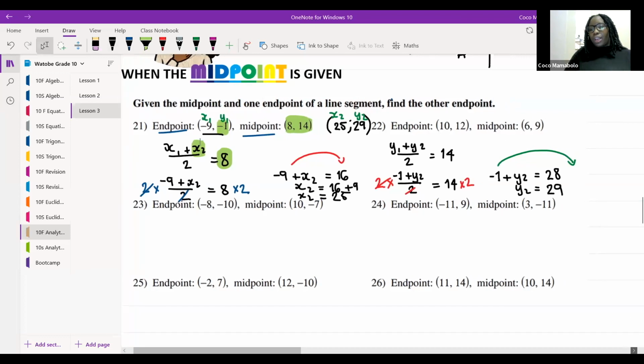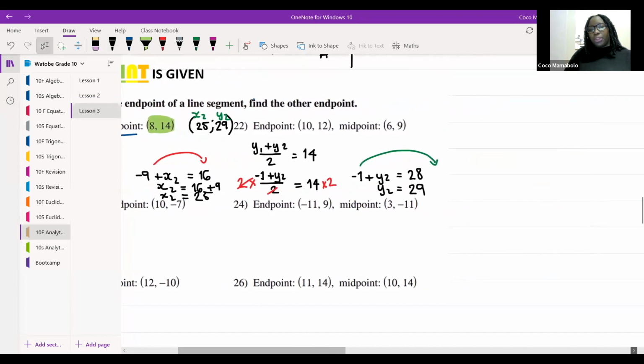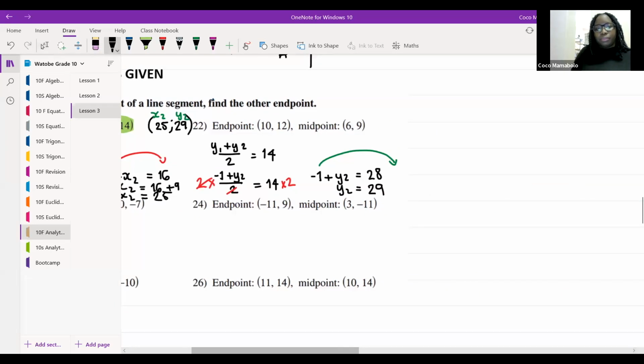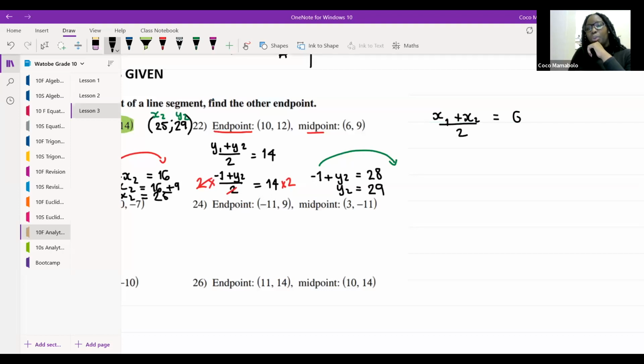All right, I want us to try an example. I'm going to ask Tiamo to help me with this example as we go. Tiamo, are you there? Yes, ma'am. Excellent. So one of our endpoints is 10 and 12, and our midpoint is 6 and 9. Can you tell me where we're going to start? Let's start with the formula. What am I going to write? X1 plus X2 over 2 is equal to 6. Beautiful. We then can replace X1 with 10, because that's our one endpoint.